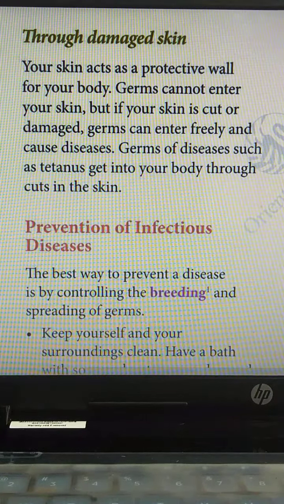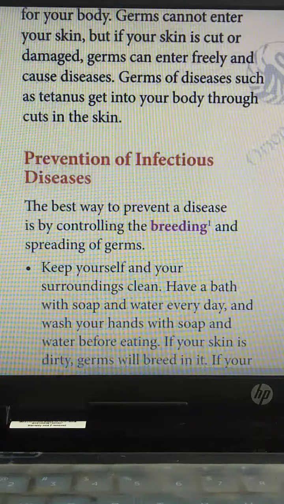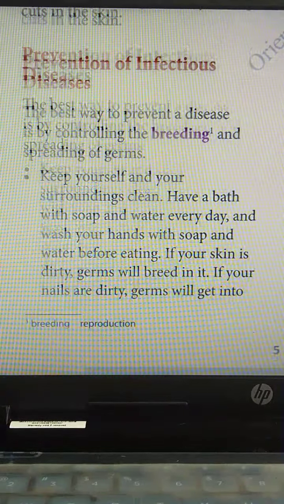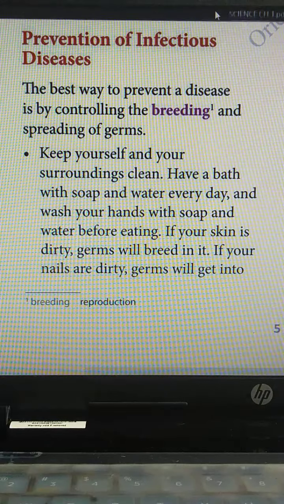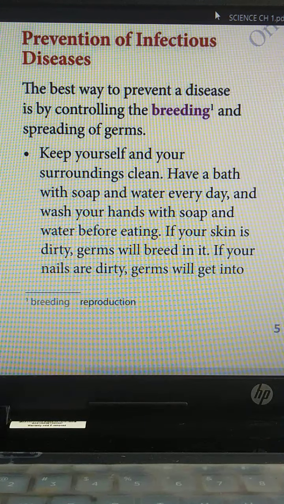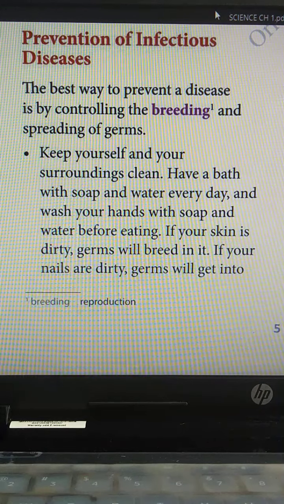Then written there, prevention of infectious diseases. So how do we prevent, this is the infectious diseases you learn. So how do we prevent ourselves from those diseases?